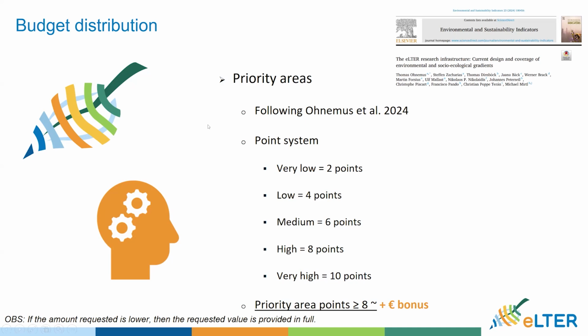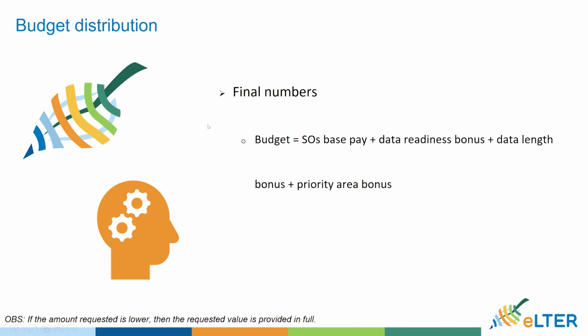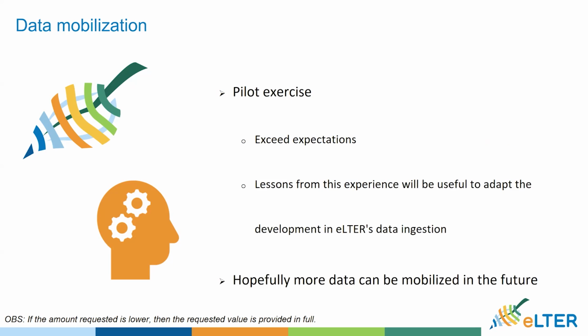All this gave the final budget allocation that is formed by the SO base pay plus the data readiness bonus plus the data length bonus plus the priority area bonus. And this actually is how we distribute the money.